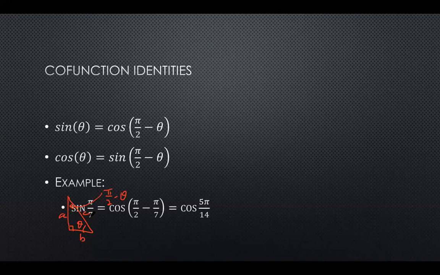So for example, if you have sine of pi over 7, you can rewrite it as cosine of pi over 2 minus pi over 7, which is cosine of 5 pi over 14. Okay. Any questions?